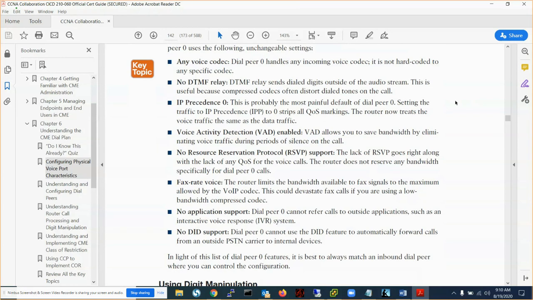So you have no resource reservation protocol.